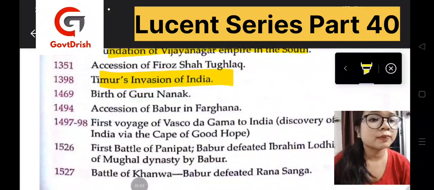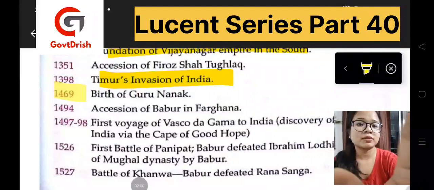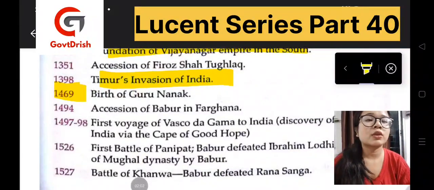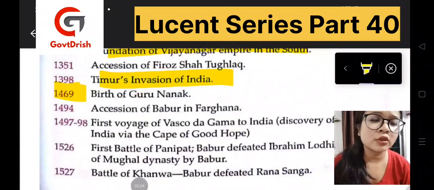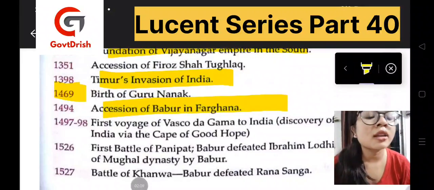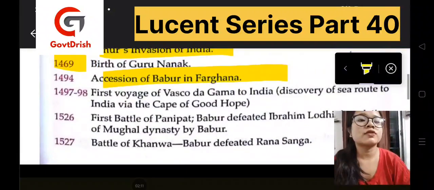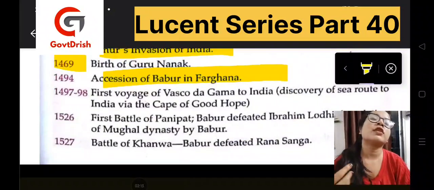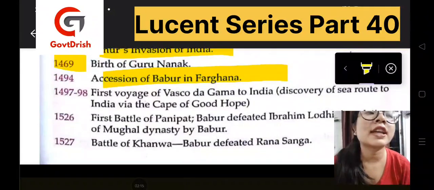of Guru Nanak, which is also very important. Mark this, because this is one of the dates which is very important for a particular follower of a religion. And then we have Babur's accession in Farghana. Then we have the first voyage of Vasco da Gama, when he found the sea route to India by the Cape of Good Hope.